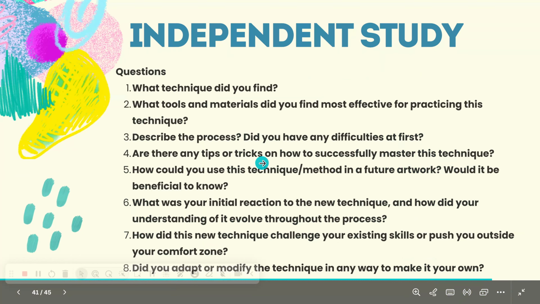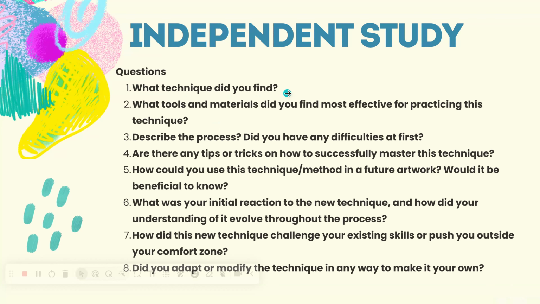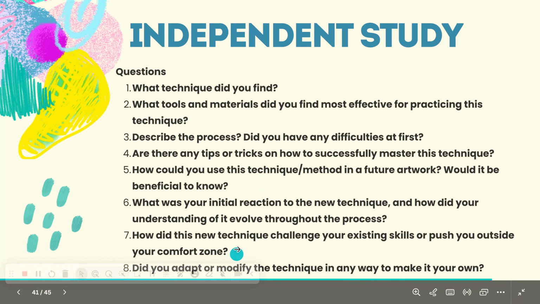And then these are the questions. What technique did you find? You could say, for instance, a technique a student used that I'm going to show you here in a second is where they created an airbrush technique. So you could say, what technique did you find? They could have said airbrush technique using markers, and so forth. And then, what tools and materials did you find most effective for practicing this technique? And then you'll go in to explain what you tried, what worked, what didn't, and so on. I like when you guys are thorough when answering your questions.